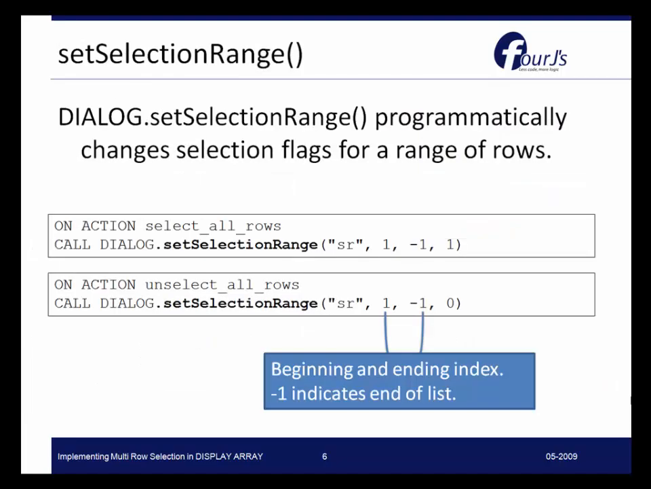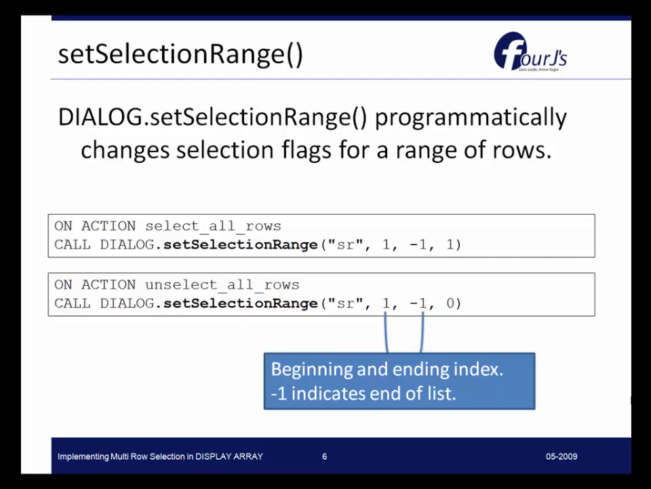The third method is set selection range, which programmatically changes selection flags for a range of rows. In these examples, all rows are either selected or unselected. To select all rows, beginning to end, you can use 1 as the beginning index and -1 as the ending index. But you could also supply values such as 5 for the beginning and 10 for the end, or pass an integer variable to this method for the start and end values.